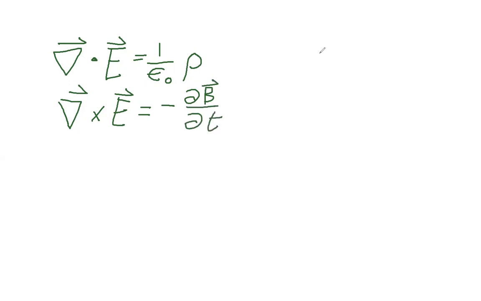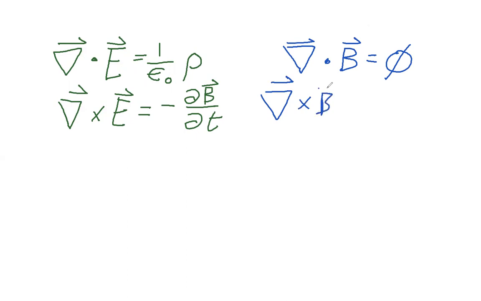And in addition, we have that the divergence of the magnetic field is 0, and the curl of the magnetic field is mu naught, another constant, times current density J plus 1 over c squared, the change in the electric field as a function with time.